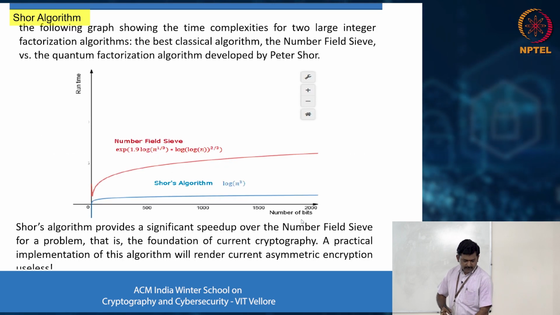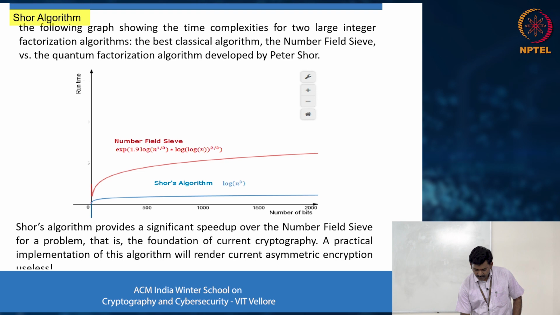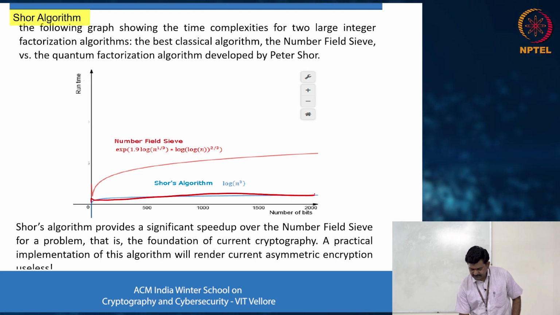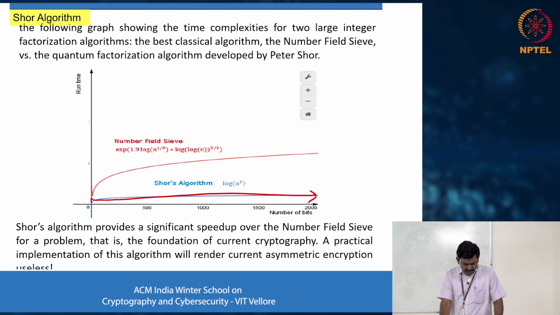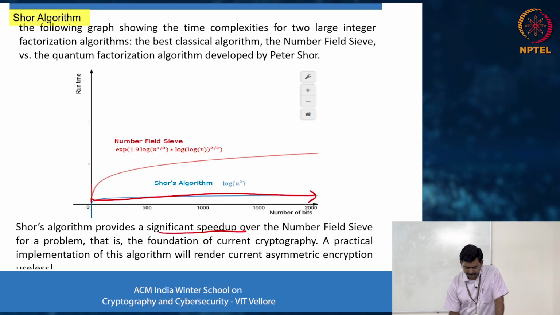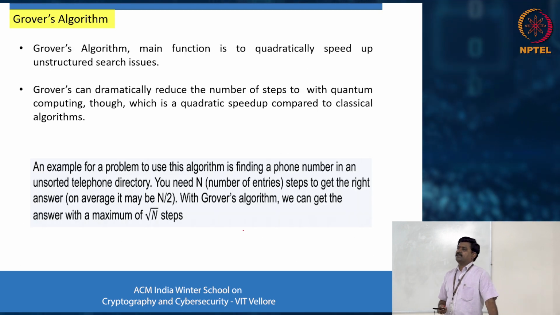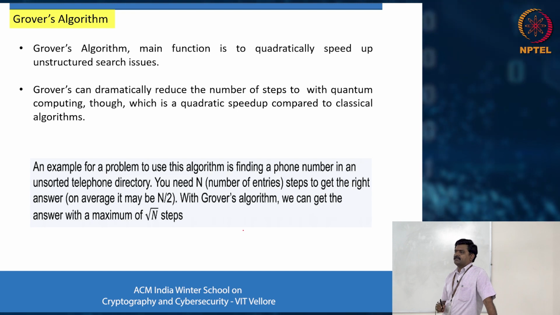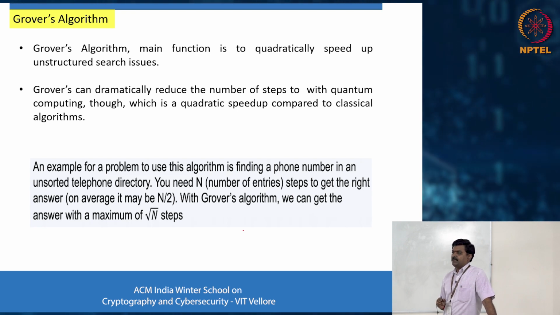Because of that, finding the prime factors was able to be solved, and with a significant speed up. There is one more algorithm in quantum computers called Grover algorithm. These are the two algorithms that pose the threat to cryptography.